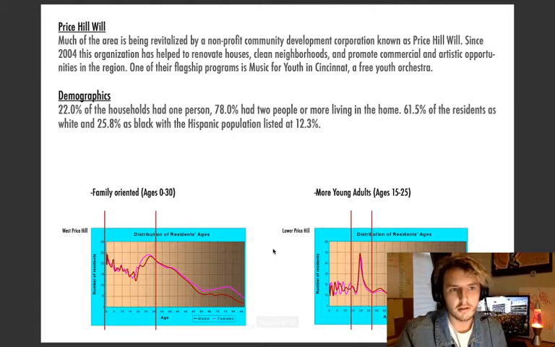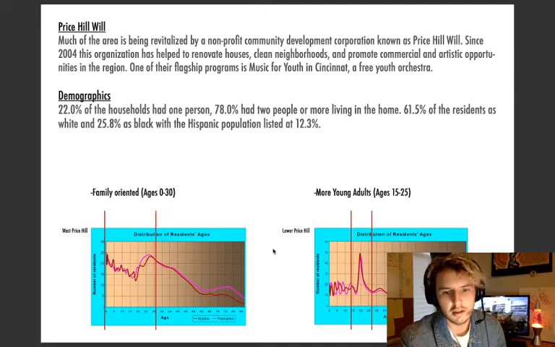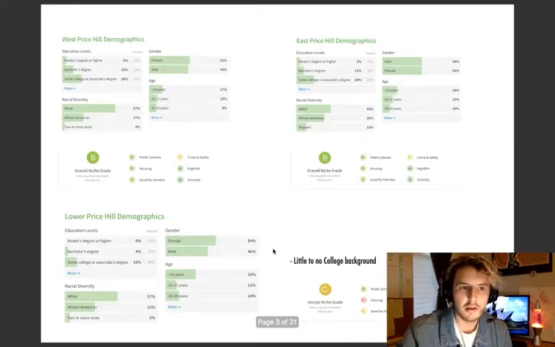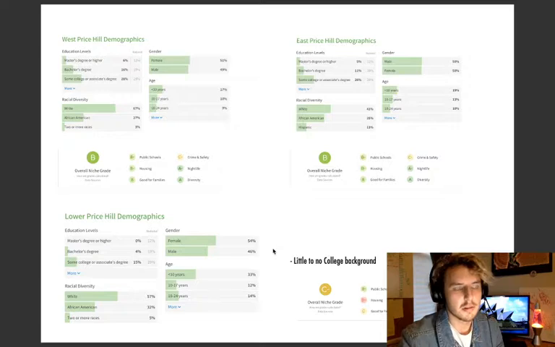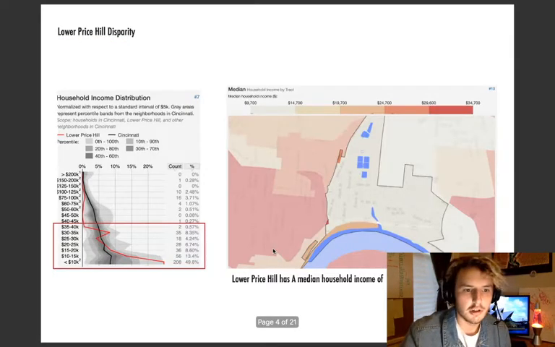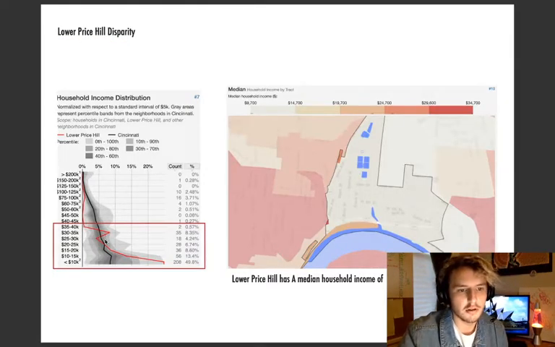And if we look at the demographics, we can see that Lower Price Hill is the youngest of the sections of Price Hill, and it also has quite a bit of disparity in the sense of it doesn't really have anyone with a college background. The actual annual income, as we can see, is very, very low. It's 10,000 below to 40,000 peak. The black line kind of represents Cincinnati as a whole, its household.